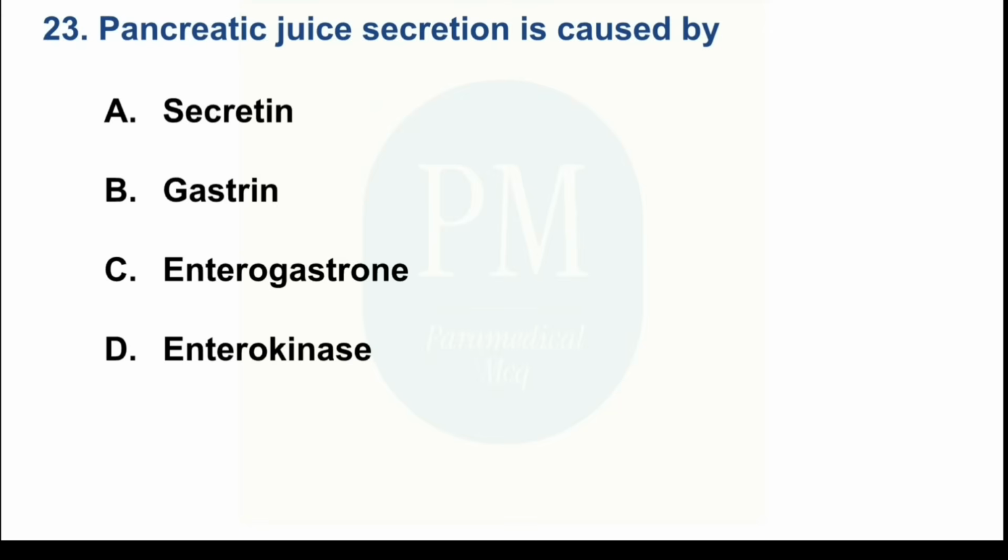Pancreatic juice secretion is caused by option A, secretin. Option B, gastrin. Option C, enterogastrone. Option D, enterokinase. The correct option is option A, secretin.